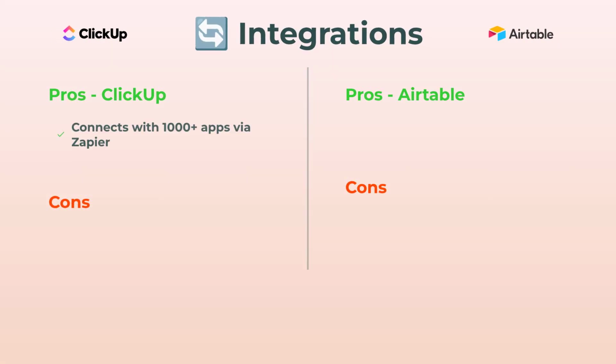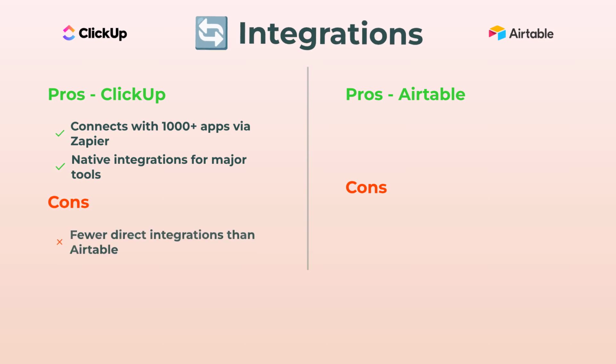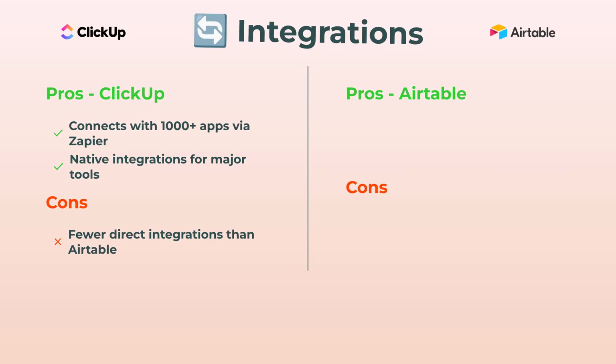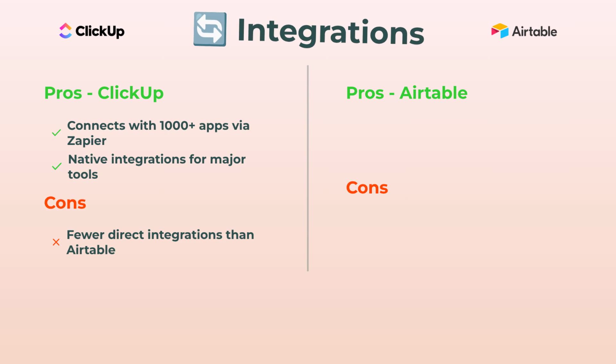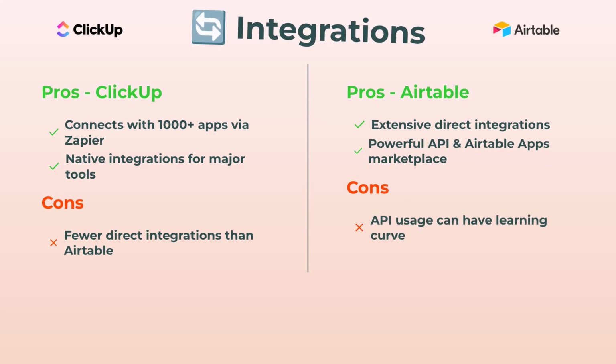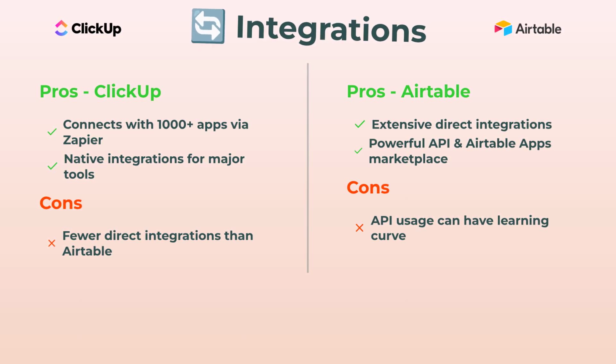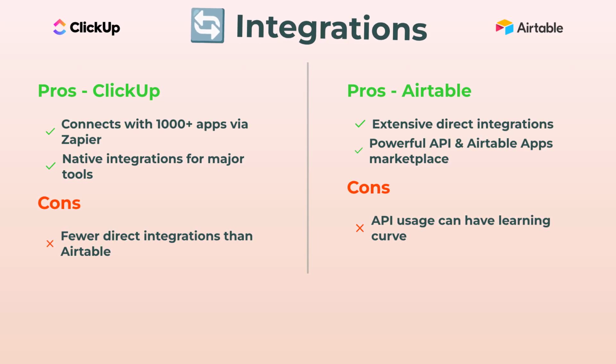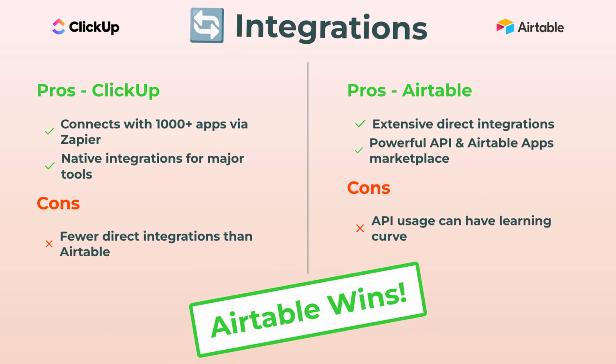Right, let's talk integrations, cause honestly, who keeps everything in one app these days? ClickUp does pretty well here. You've got hundreds, maybe thousands via Zapier, plus the essentials like Slack and Google Drive right there. Airtable though, Airtable kinda eats this category. The number of direct integrations, plus an entire apps marketplace and a seriously powerful API? Absolute playground if you like tinkering. Just heads up, the API can get a little technical, but that's the price of power, right? So yeah, Airtable takes the crown for integrations.